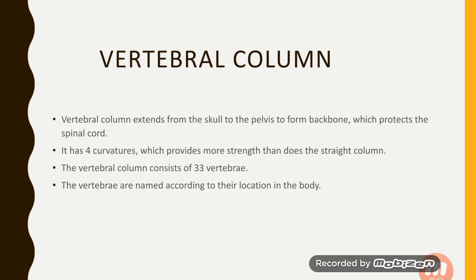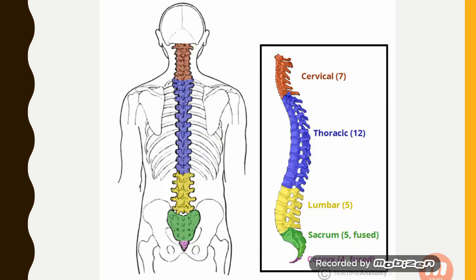First part is called the cervical part. Second is called the thoracic part. Third is called the lumbar part. Fourth and fifth are called the sacrum and coccyx. The number of bones in each region according to their location is given.